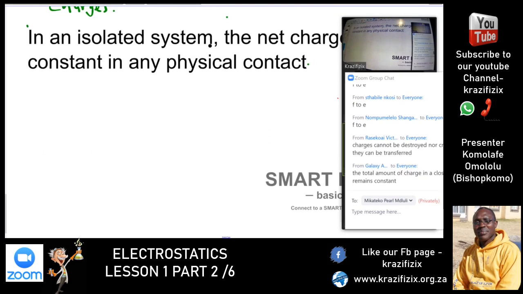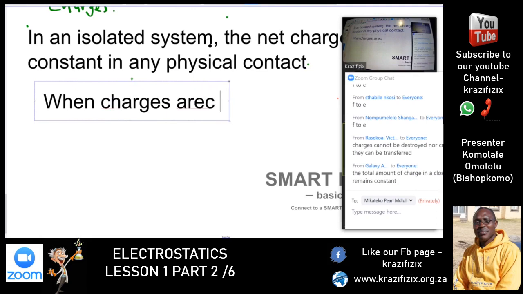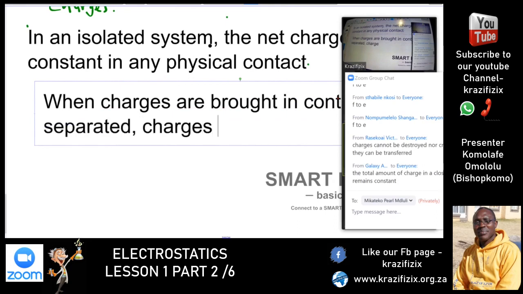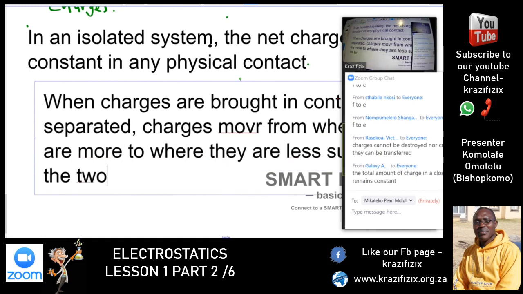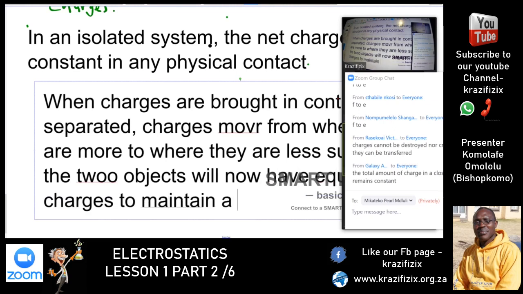I'm just going to add another note here. When charges are brought in contact and separated, charges move from where they are more to where they are less, such that the two objects will now have equal charges to maintain a constant net charge.